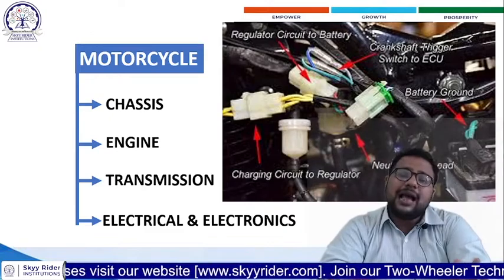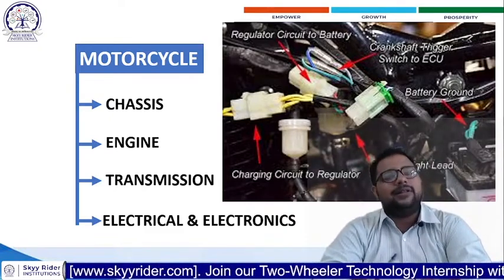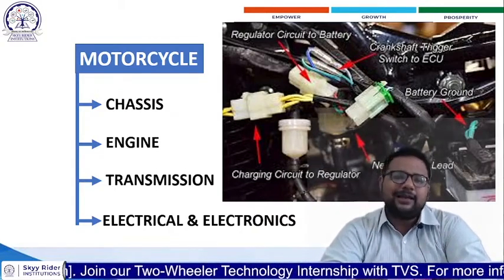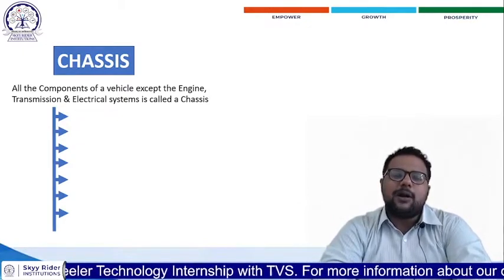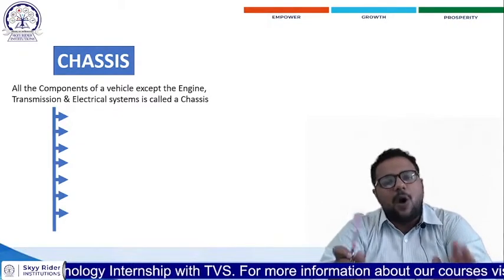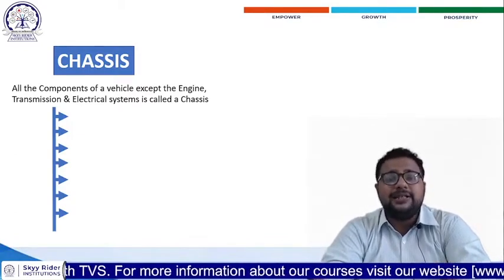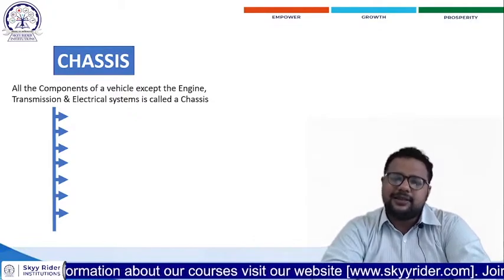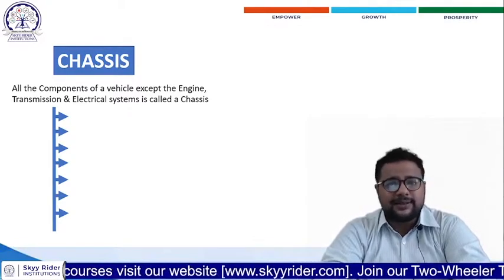So our motorcycle is divided into four categories: chassis, engine, transmission, and electrical and electronics. First let's talk about the chassis. All the components in a motorcycle system except the engine, transmission and electrical come under the chassis system. So let us see what components fall under the chassis system.